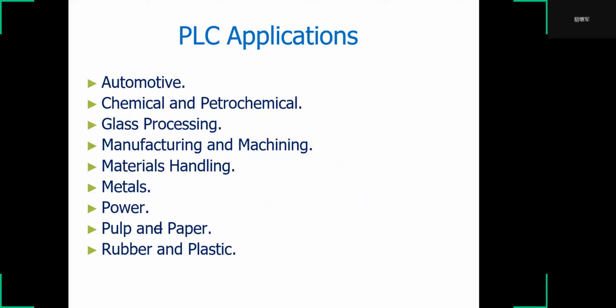The PLC applications are automotive, chemical and petrochemical, glass processing, manufacturing and material handling, maintenance, power, pulp and paper, rubber and plastic. We can see the PLC can be used in many industrial processes.